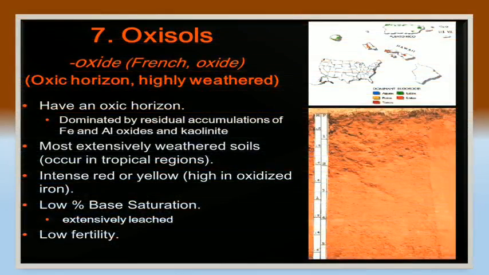Next, we have the oxisols. Oxisols have an oxic horizon, dominated by residual accumulations of iron and aluminum oxides and kaolinite. They are the most extensively weathered soils and occur in tropical regions. Their color is intense red or yellow and high in oxidized iron. They have low percent base saturation, are extensively leached, and have low fertility.